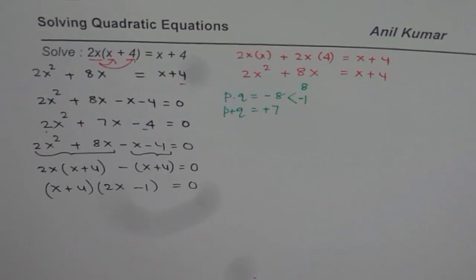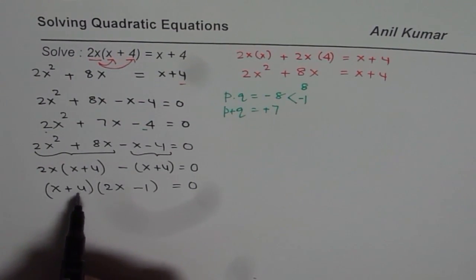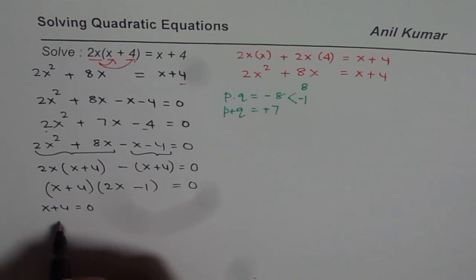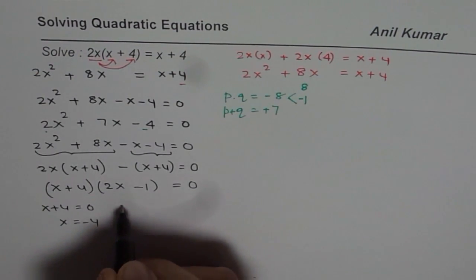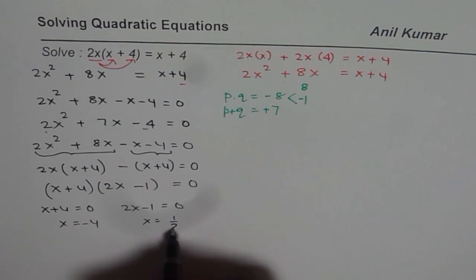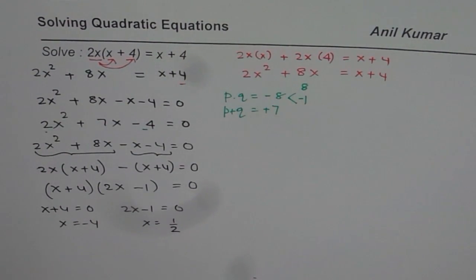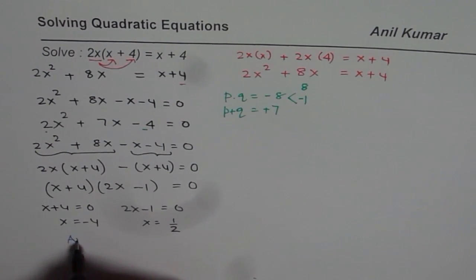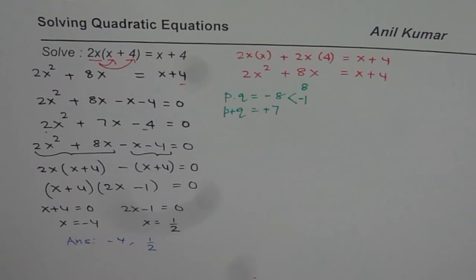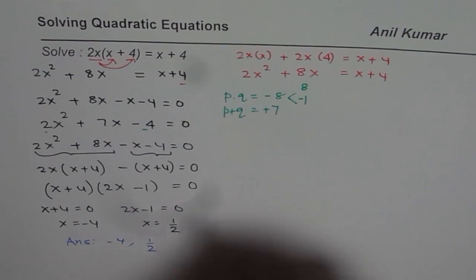Once you get the equation in factored form, you can always find the solution by equating each factor to 0. So we'll write x plus 4 equals 0. That means x equals minus 4. 2x minus 1 equals 0, so x equals 1 divided by 2. So we get two solutions, right? So let me write down our answers, which are minus 4 and half, right? So that is one way of doing it.